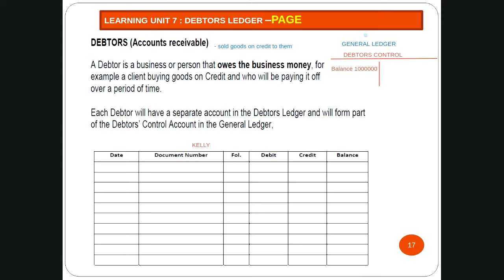So that ledger now becomes what? The debtors ledger. The debtors ledger is where we open our customers individually using their names. Is everyone following? Can you see the difference between the two?